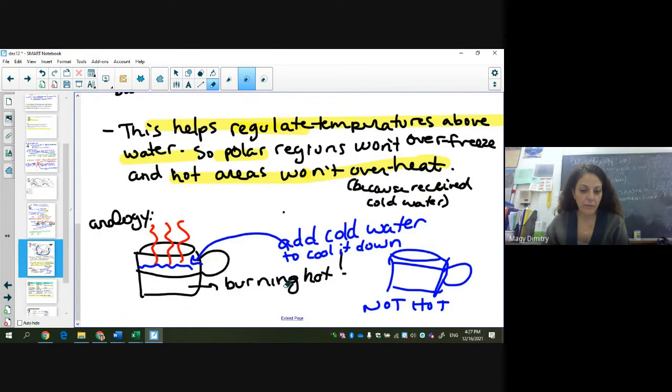So say you're drinking a burning hot coffee, automatically you're going to want to add cold water or cold milk, right? To cool it down. So it's a bit like this. The burning hot coffee is like the ocean near the equator. And when it receives cold water from the north, like us, then it will help regulate the temperature. It won't be overly hot. Okay? And the opposite is true. If your liquid is too cold, I can add hot water to it to regulate the temperature.